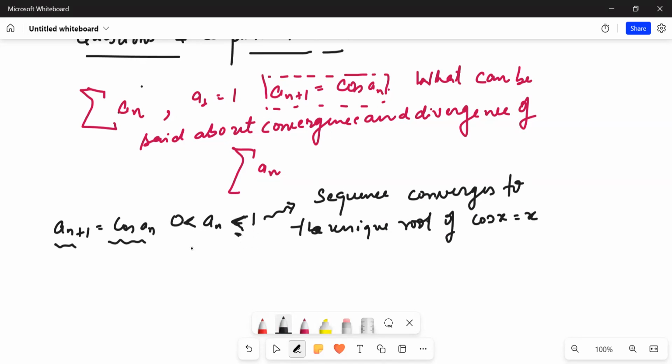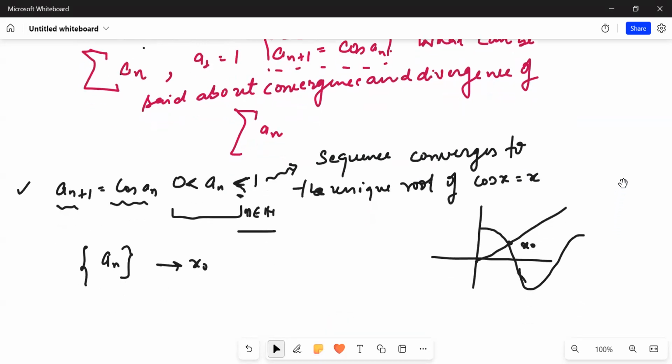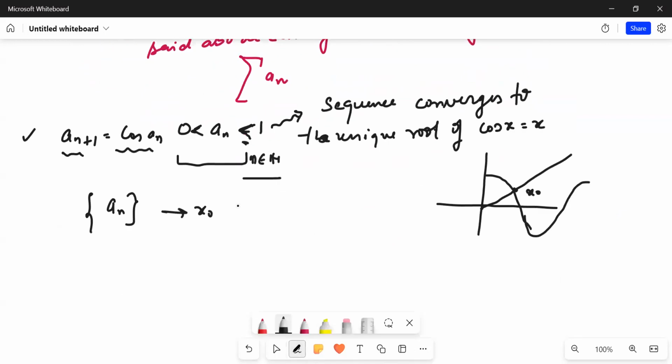So basically, if a1 is this 1, then a2 would certainly lie there. I know about this sequence, an+1 is equal to cos of an, that this sequence an converges to x naught, where x naught is the unique root where cos x is equal to x. So what is cos x is equal to x? Let's say I make a graph of cosine x, and this is x. This is that particular point x naught, where cos x and x intersect each other. Indeed, this is a non-zero point.